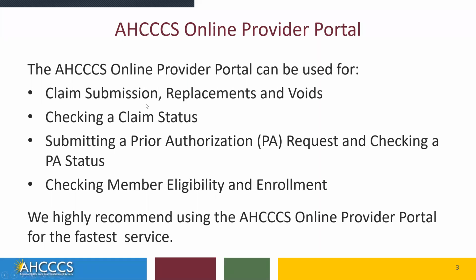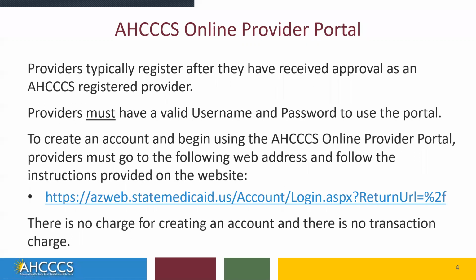The AHCCCS Online Provider Portal allows providers to check a member's eligibility and enrollment, to submit for prior authorization and check a PA status, to submit a claim, replace a claim, void a claim, or to check on a claim status. Providers will register for the AHCCCS Online Provider Portal after they've received approval to become an AHCCCS registered provider. And the first step to get access to that portal is to create a valid username and password.